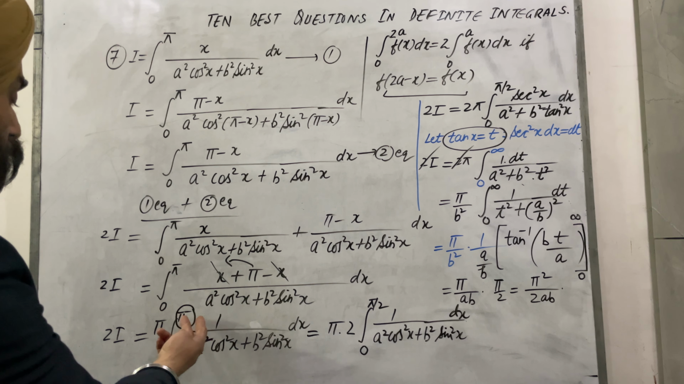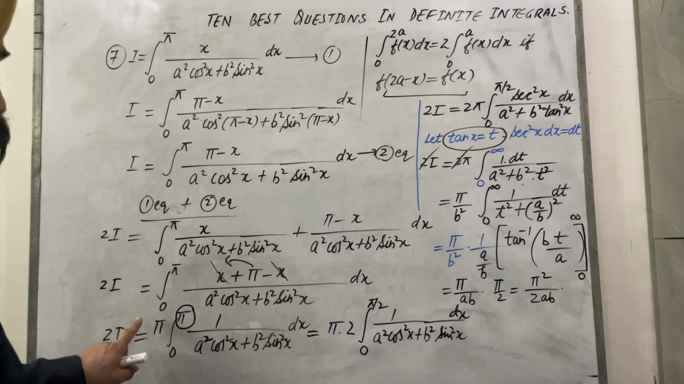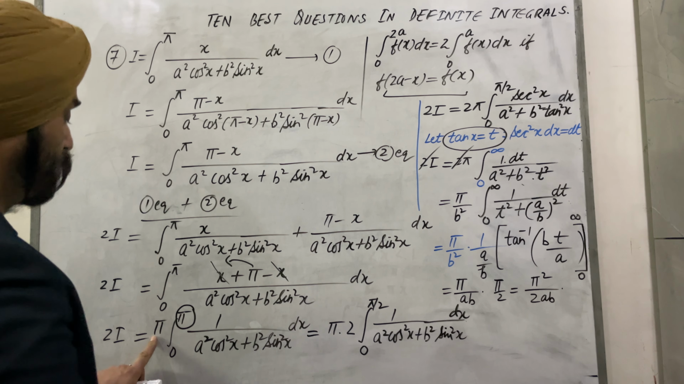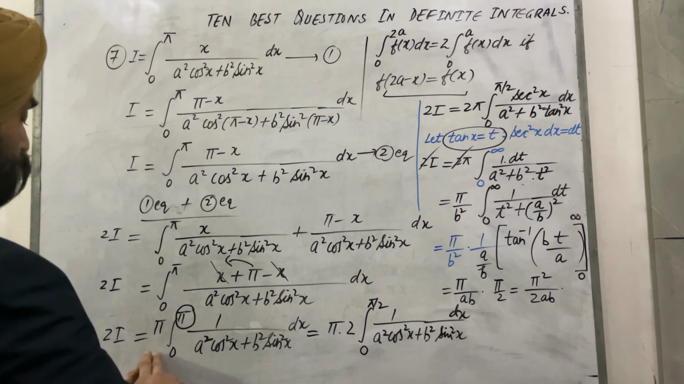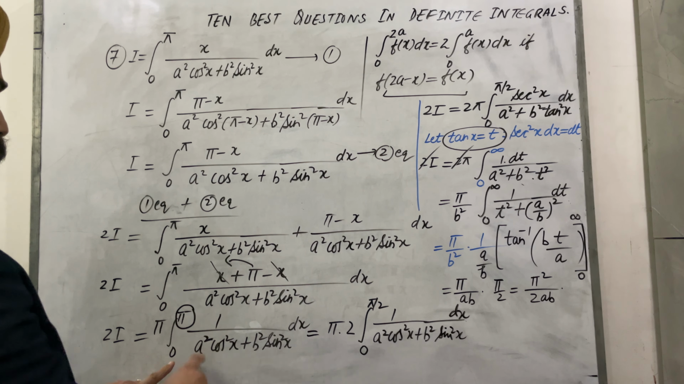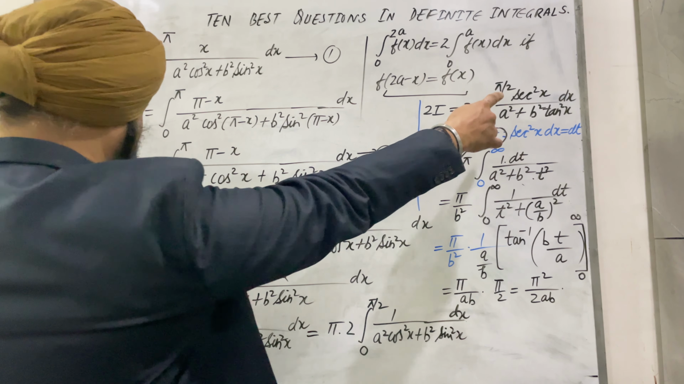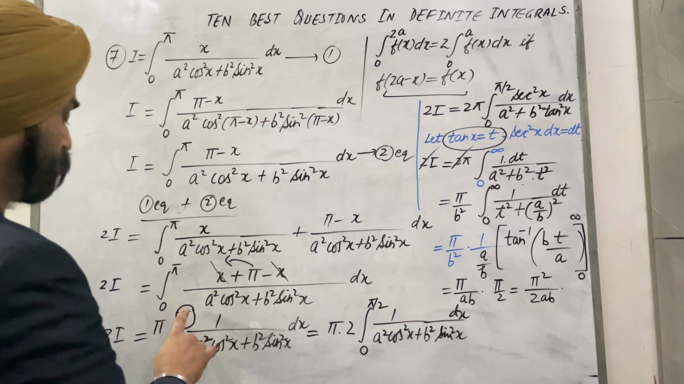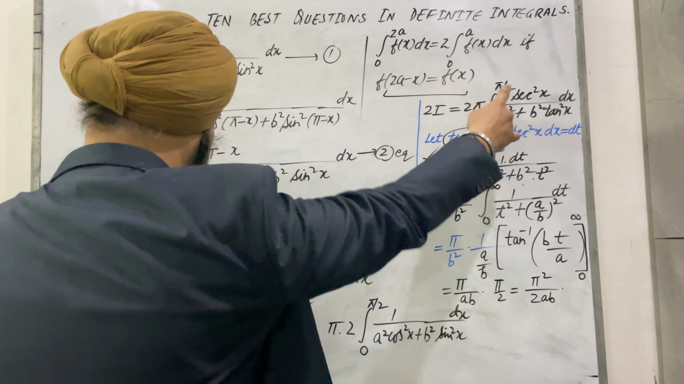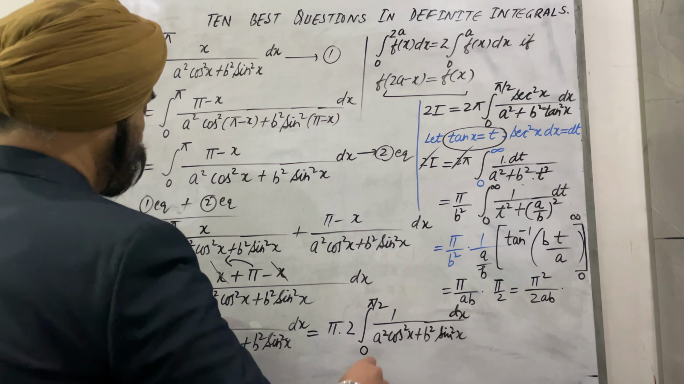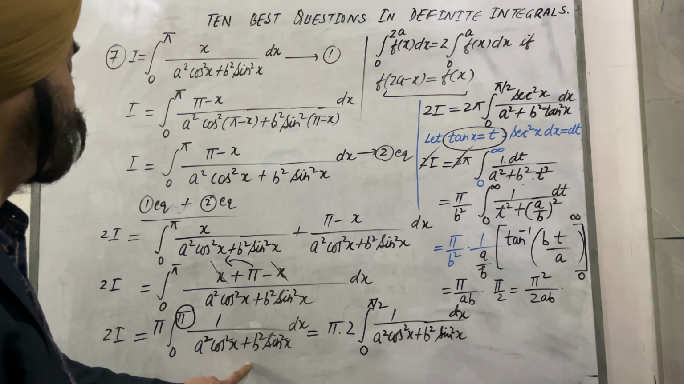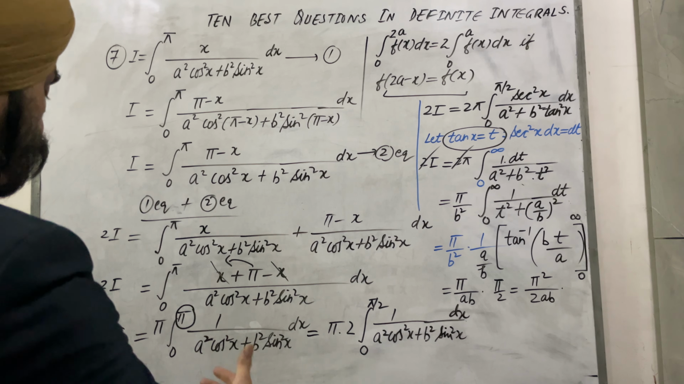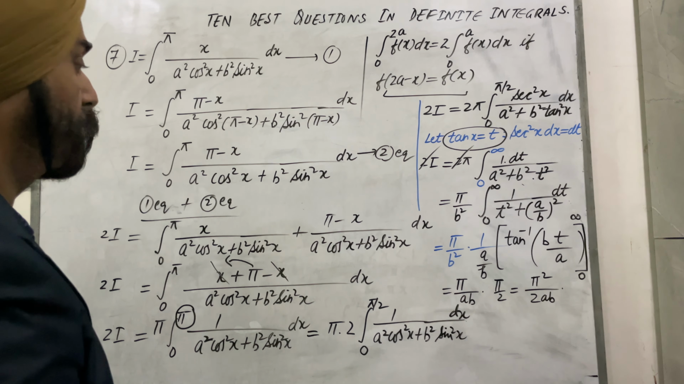The 2 that we take common from here will be multiplied with the entire integral like this. So here we get twice I as usual on the left hand side. The 2 taken from the upper limit comes over here. Pi is already existing there. The upper limit, it's very important to note: earlier it was pi, now it has been converted to pi by 2. So then you're left with 1 upon a square cos square x plus b square sin square x within the limits 0 to pi by 2.